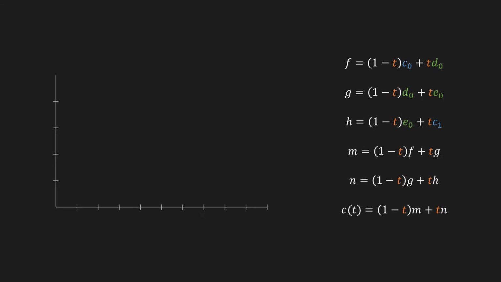Let's say we want to construct a cubic Bezier curve that starts and ends at these points. We'll need 2 additional points to define the shape of the curve. These 4 points together are called the control points. First, we connect the points together with a line.